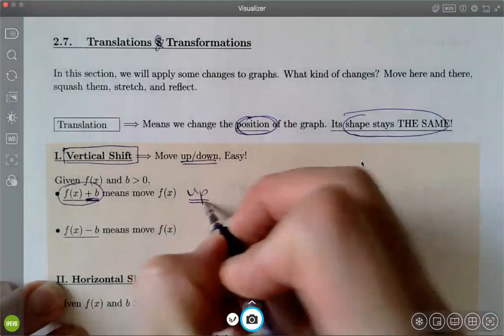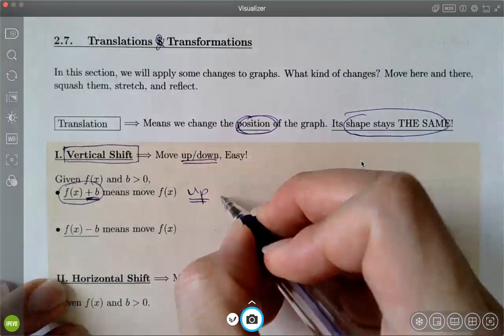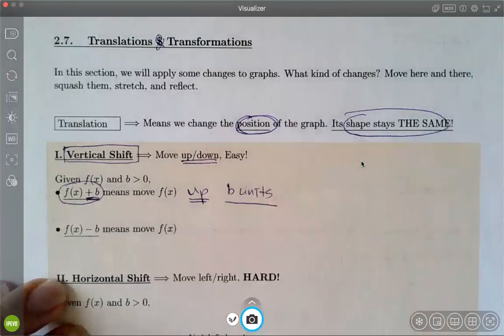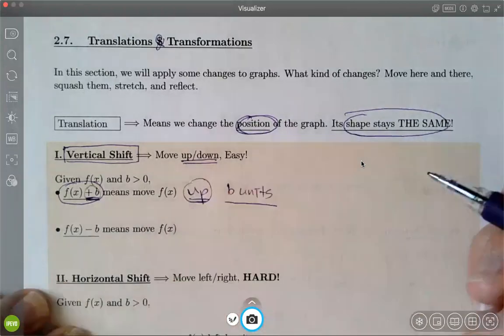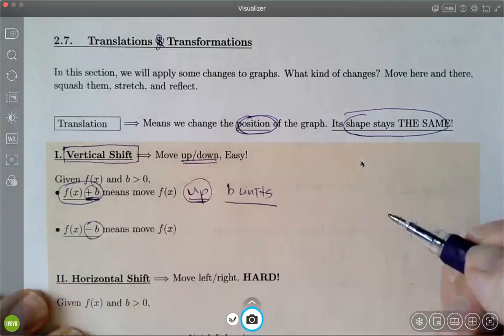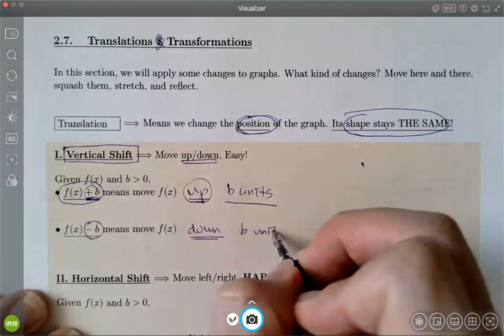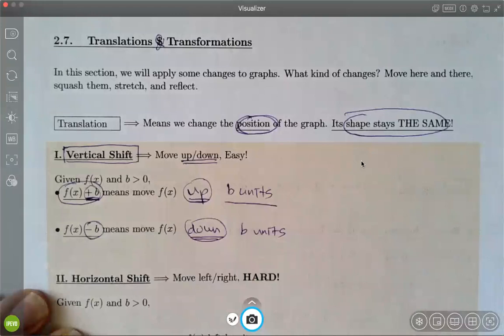And for this translation, we specify the distance of motion. And what's the distance of motion? How much we add. Okay, so add something, we move up. Now, subtract something in the back of the function means we move f of x down. And again, by the same units, b, which is how much we subtract. Okay, so it's really straightforward.